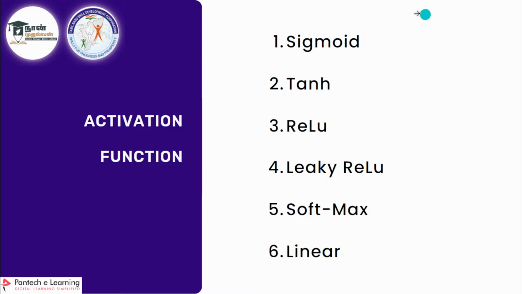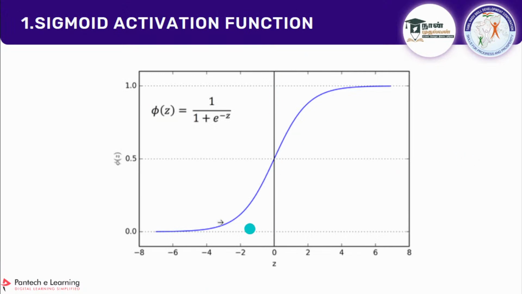In the same case, we are going to apply it here as an activation function. The first one is known as sigmoid. Okay, this is a sigmoid. This is the formula you are applying. This is the function that happens with the help of sigmoid.